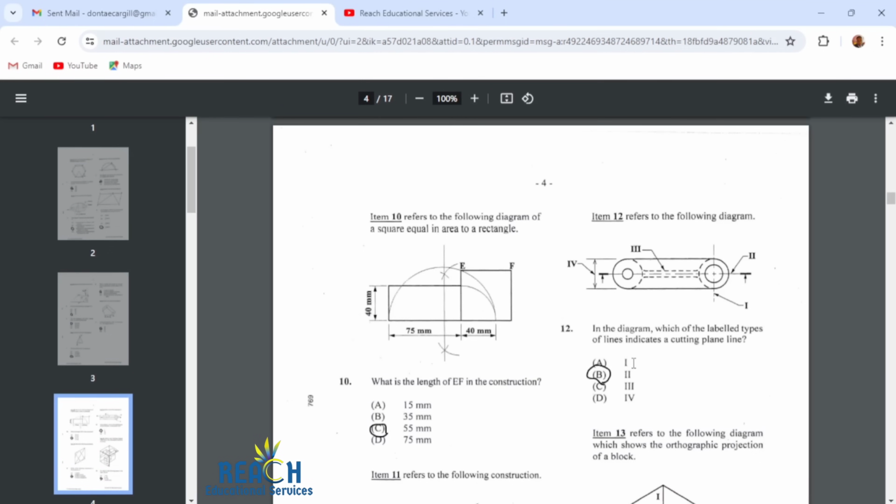Number 10 refers to the following diagram of a square in area to a rectangle. Alright, so the square is equal in area to the rectangle. This is the construction here. What is the length of EF in the construction? So in this case, EF here is going to be equal to 55.